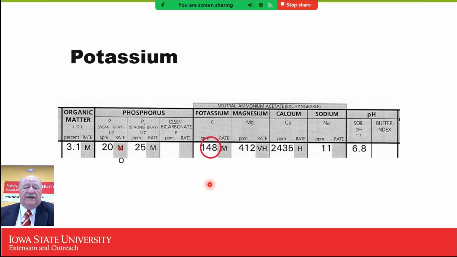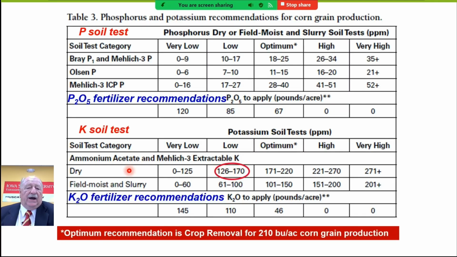And then I move to the potassium. The potassium is 148. So I go back to table 3. I know that this lab only does the dry test, so I know which line to be on. And I move across here, and 148 is in the range here between 128 and 170. So that tells me that this soil test is in the low category for potassium.